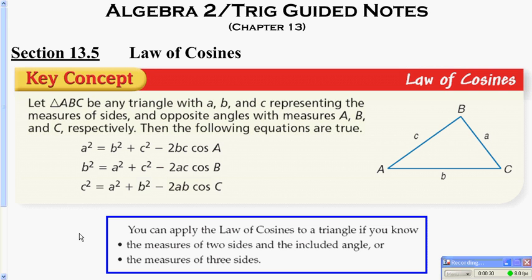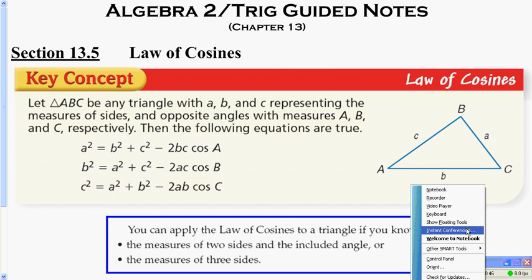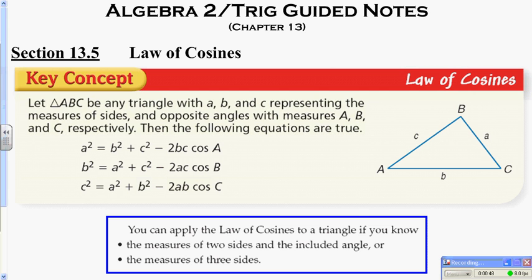We can use law of cosines if we do not have a pair, but we can find one of the angles given the sides. Specifically, it works if you're given the measure of two sides and the included angle, that is a side, angle, side relationship, or the measure of three sides, side, side, side.